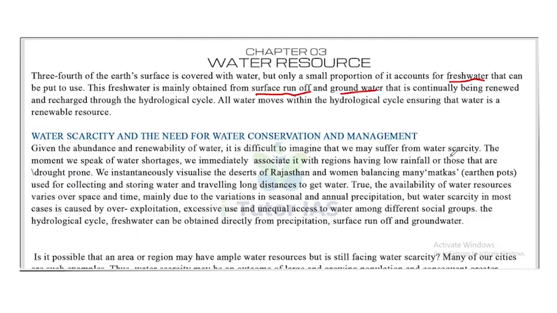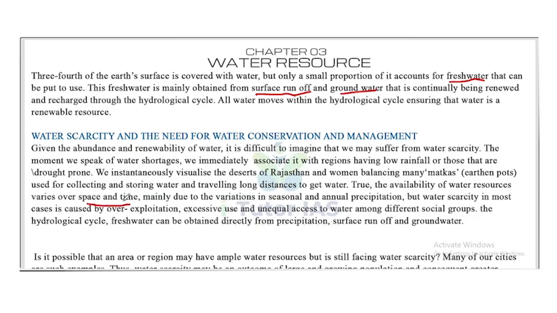The moment we speak of water shortage, we immediately associate it with regions having low rainfall or those that are drought prone. We instantaneously visualize the deserts of Rajasthan and women balancing many mudcars. Mudcars means earthen pots used for collecting and storing water, and traveling long distances to get water. True, the availability of water resources varies over space and time.